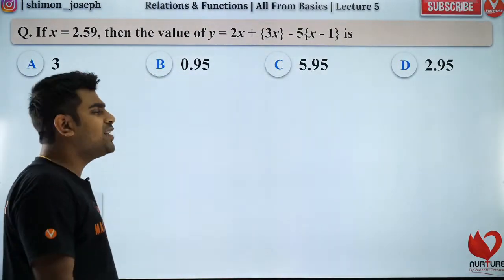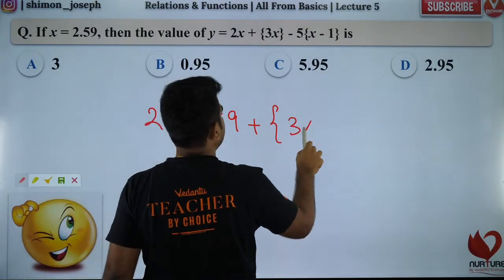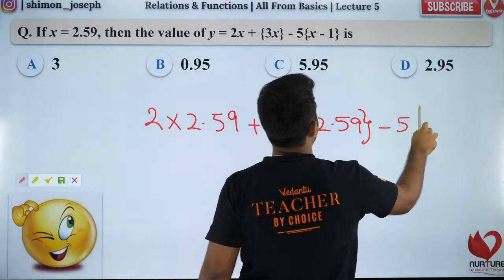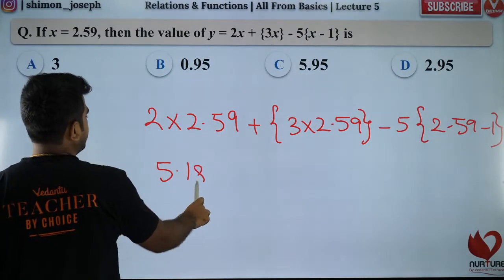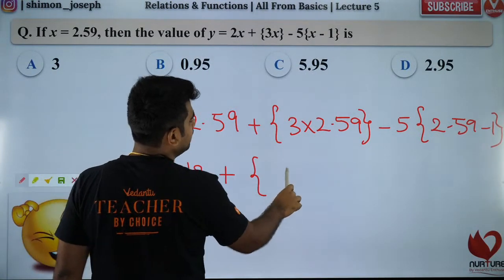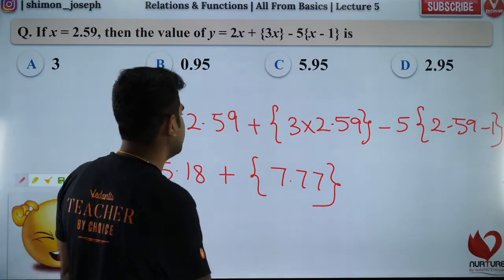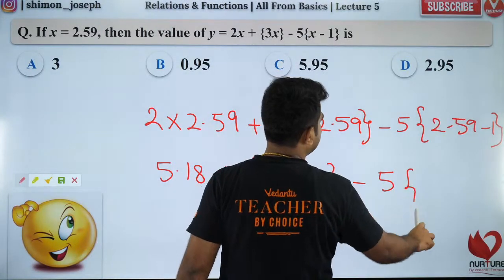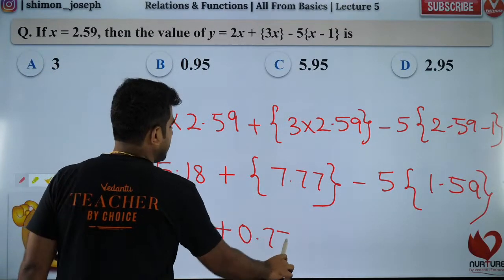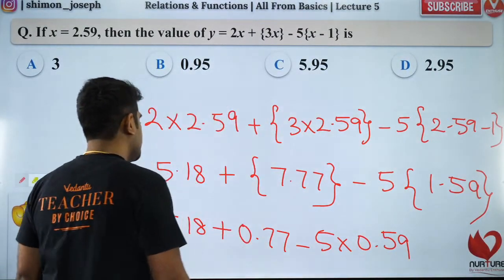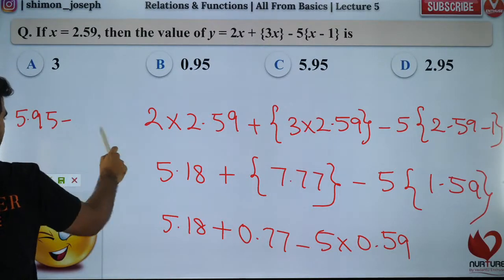Great. So what is the right answer, people? Let's have a look at it. So it's going to be 2 into 2.59 plus fractional part of 3 into 2.59 minus 5 times of 2.59 minus 1. So what is the answer? That's going to be what? 5.18. Is that correct? Then we have plus fractional part of 7.77. Is that correct? I think it should be 7.77, right? Yes. Minus 5 into fractional part of 1.59. Okay. So this will be what? 5.18 plus 0.77 minus 5 into 0.59. So the answer is 5.18 plus 0.77 is going to be 5.95 minus 5 into that will be how much?